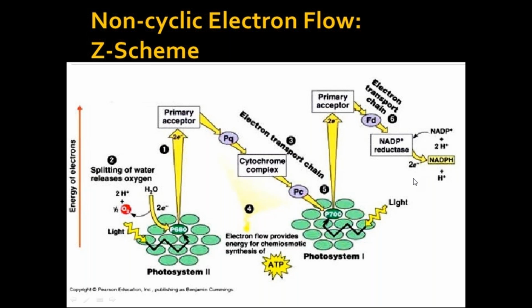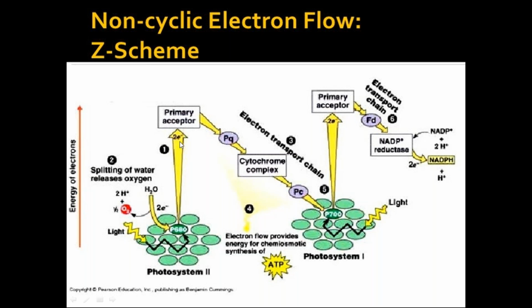Then the next question that comes in our mind: photosystem 2, from where does it get its electrons? Photosystem 2 takes its electrons from the splitting of water. The water molecules break down and release 2 electrons, oxygen and hydrogen. These electrons are accepted by the P680, and light energy falls on this P680 and these electrons get excited.